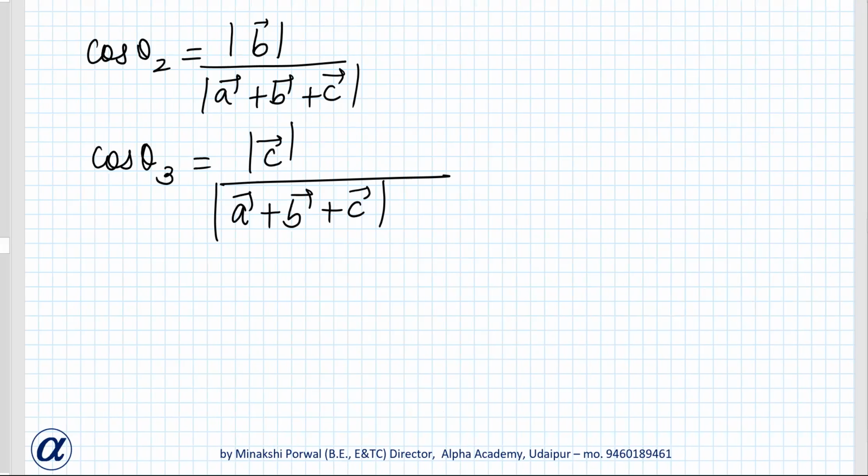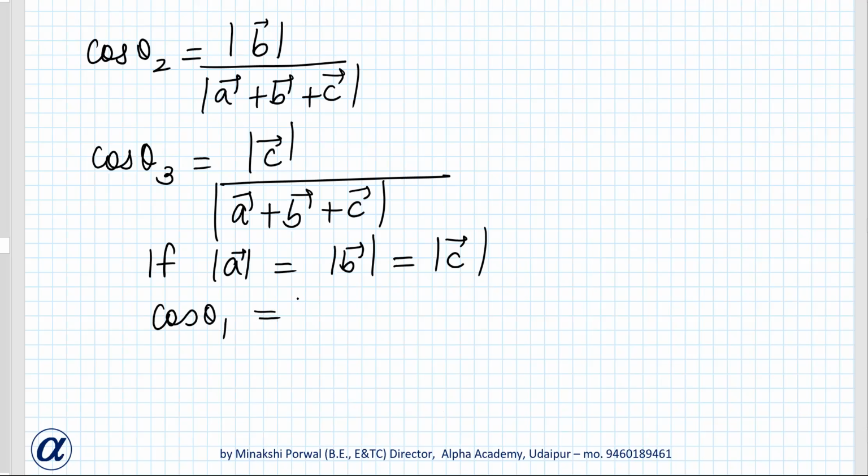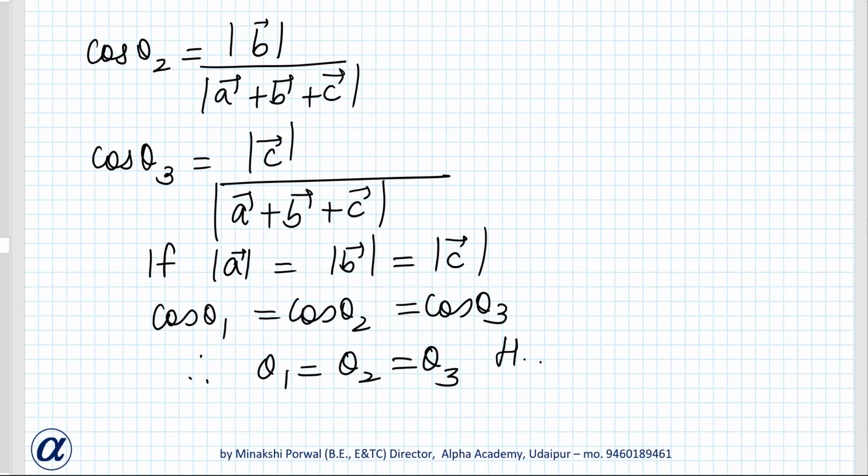Denominator is already the same. So if mod of A equals mod of B equals mod of C, cos theta 1 equals cos theta 2 equals cos theta 3. Therefore, theta 1 equals theta 2 equals theta 3. Hence proved.